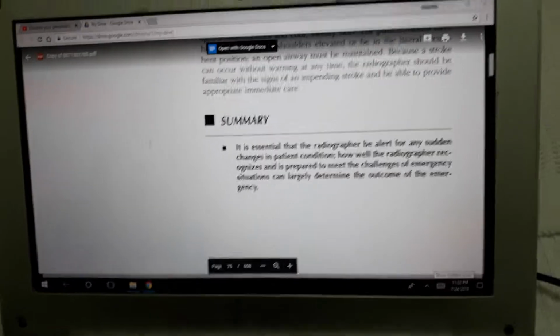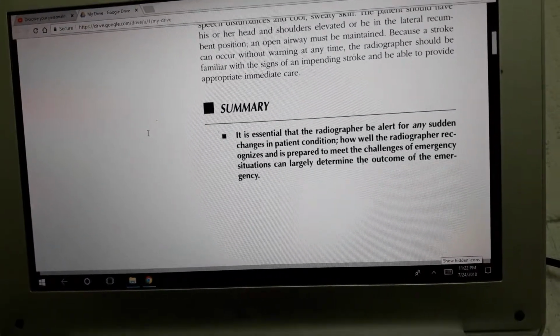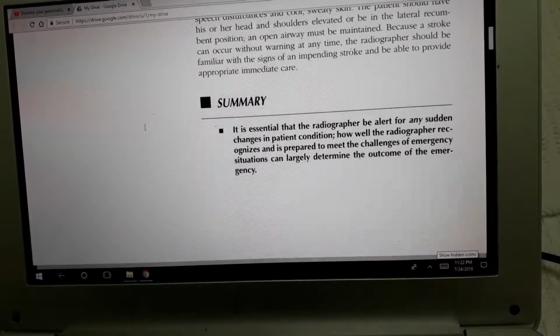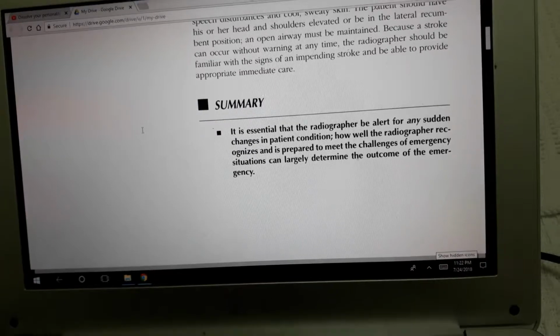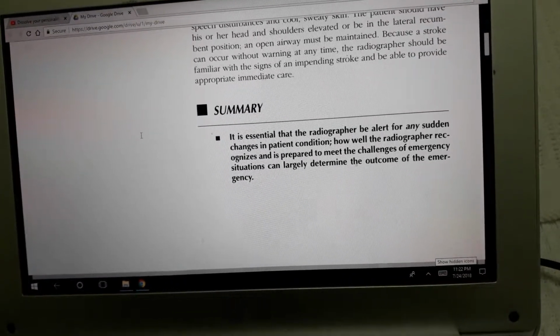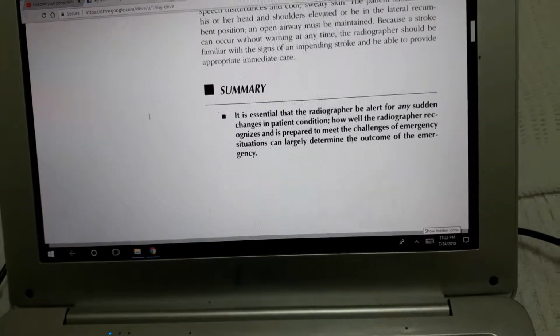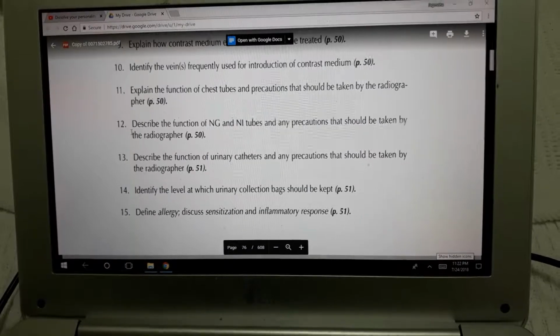Next summary. It is essential that the radiographer be alert for any sudden change in the patient's condition. How well the radiographer recognizes and is prepared to meet challenges in an emergency situation can largely determine the outcome of the emergency. Now, the questions and answers of this chapter.